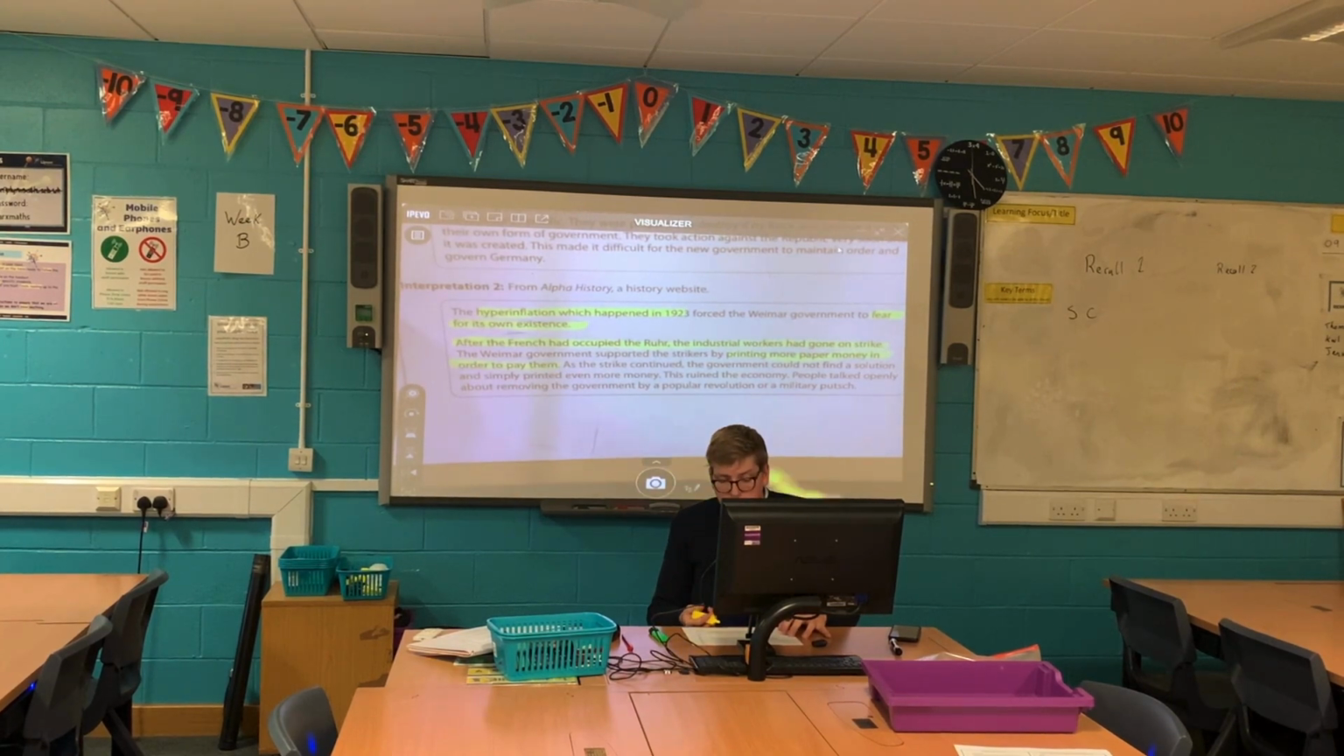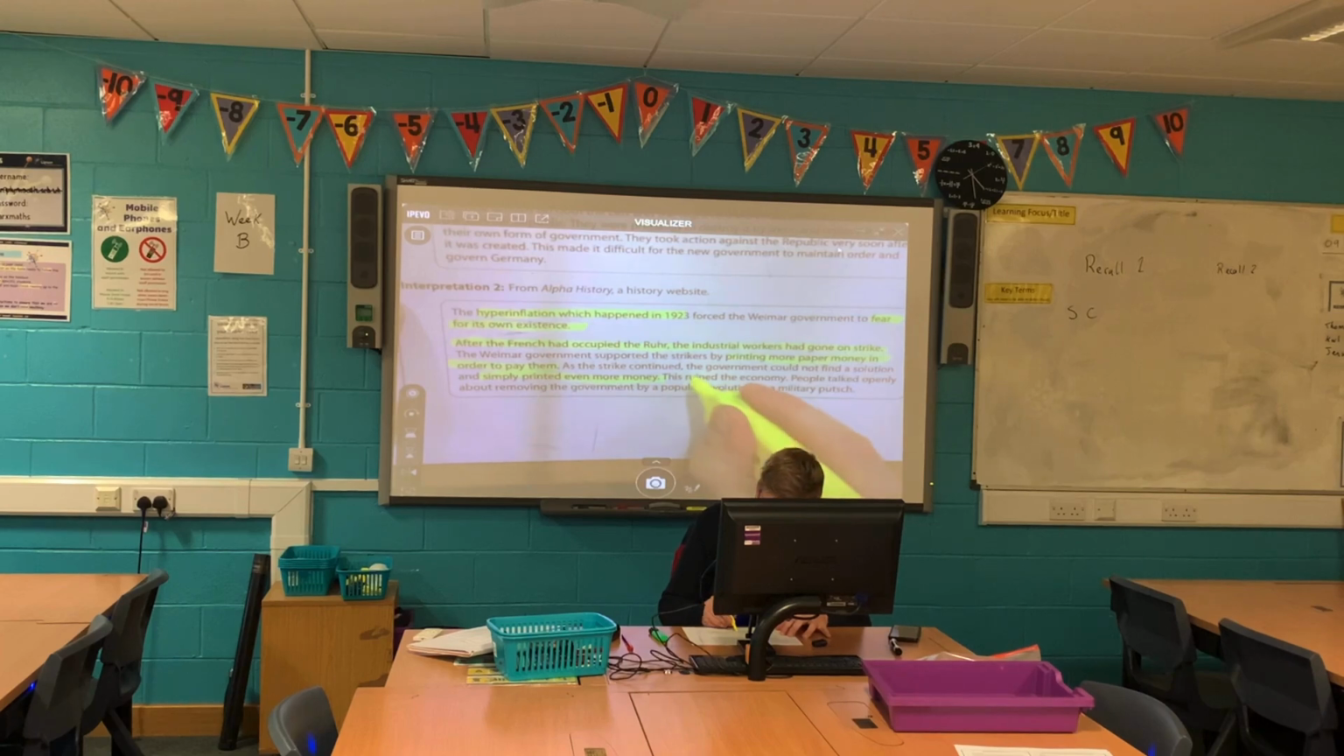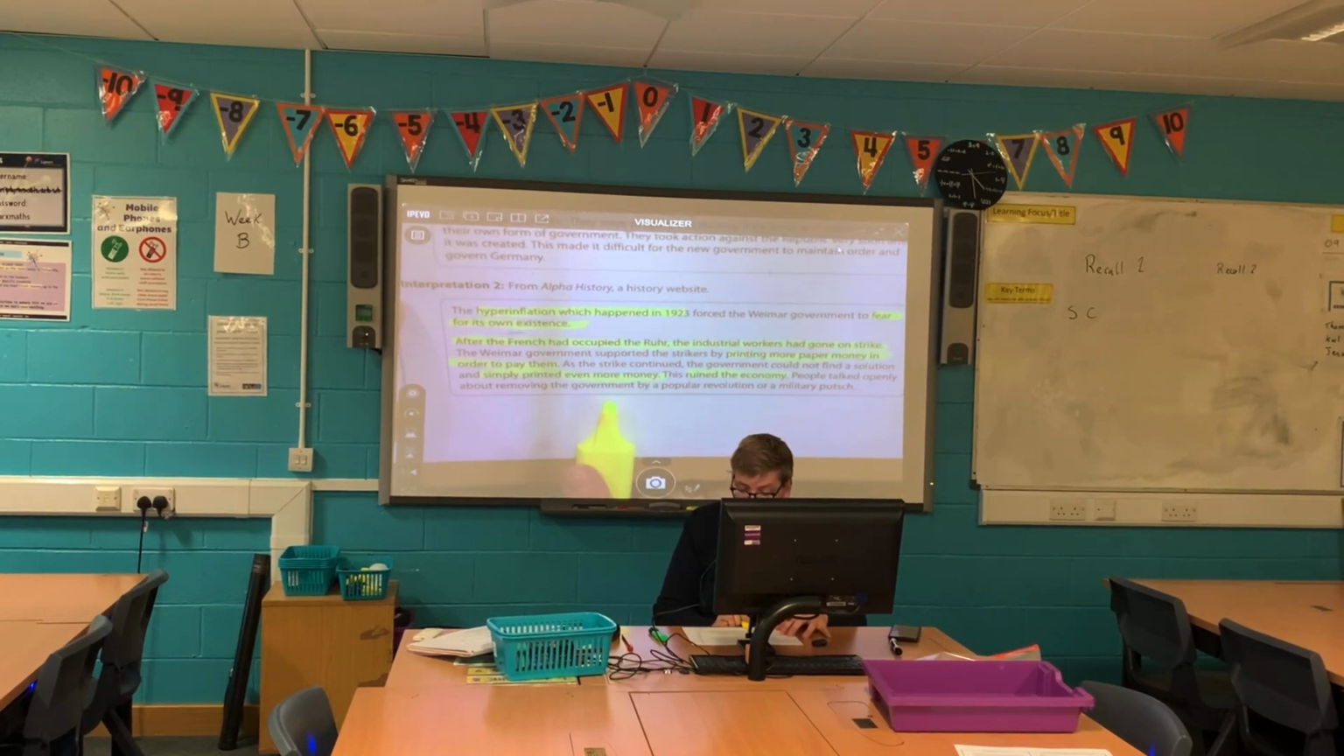As the strike continued, the government could not find a solution, so they simply printed more and more money. This ruined the economy. People talked openly about removing the government by a popular revolution or a military putsch. Don't forget, putsch is that German word for uprising or takeover. So the last bit, people talked openly about removing the government by revolution or putsch.